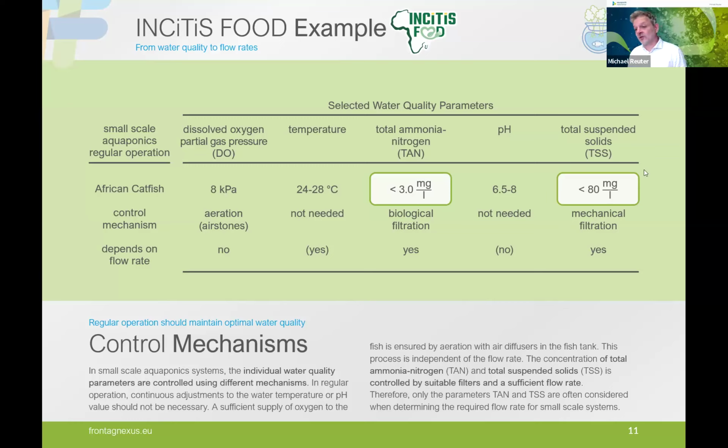And again, the total suspended solids are linked to the flow rate because the fish produce them inside of the fish tank. We want to get it out and have to regulate this by a flow that has a corresponding flow rate and comes from our filter section again. So we have two main parameters that are in our example linked to the flow rate. These are total ammonia nitrogen and total suspended solids.